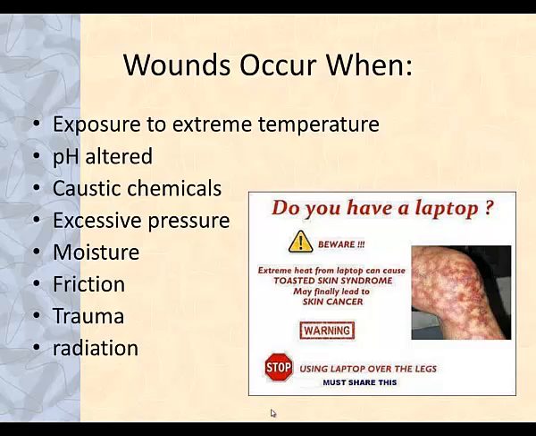So how do wounds occur? Wounds occur because of exposure to extreme temperature. pH can be altered related to different disease processes such as renal, hepatic, or endocrine, just to name a few. Wounds can occur through exposure to caustic chemicals, excessive pressure, moisture, friction, trauma, and radiation. And we're going to talk about some of these today.